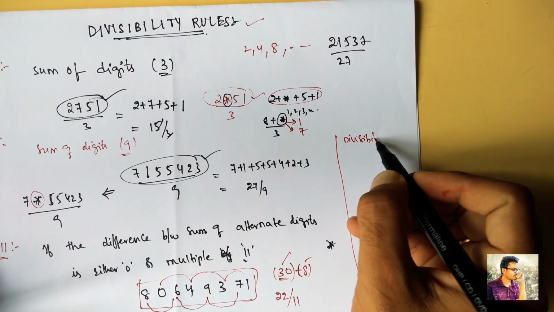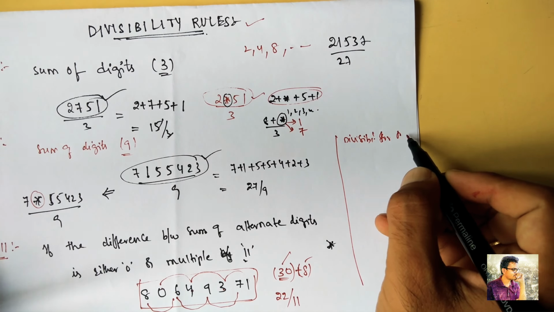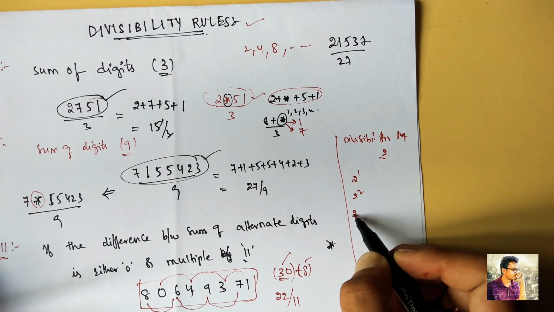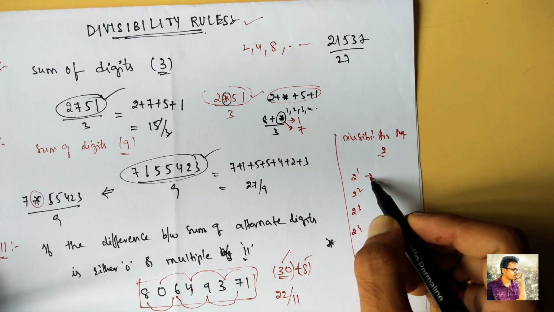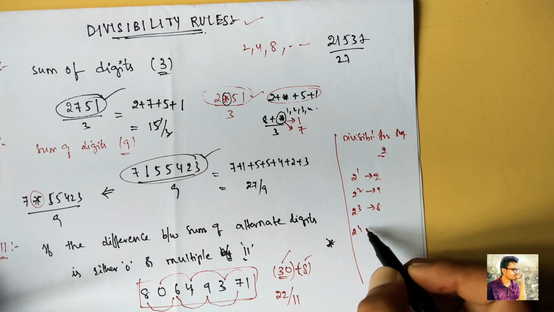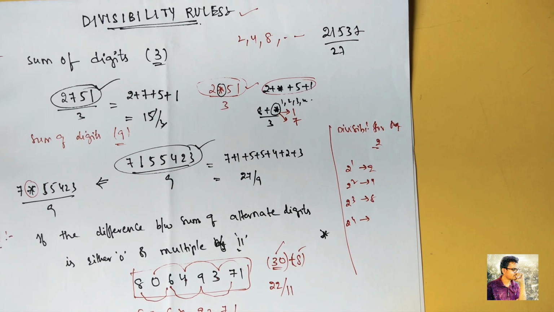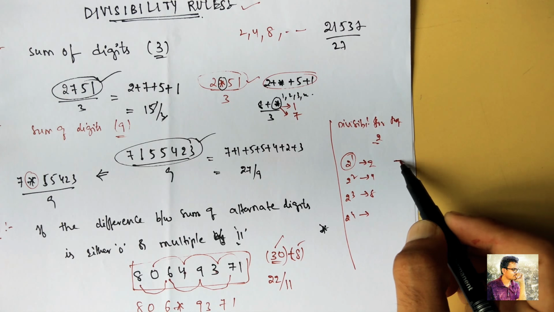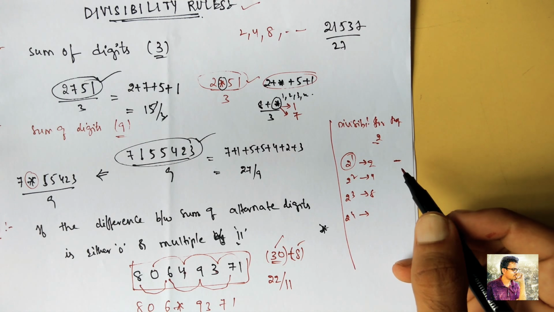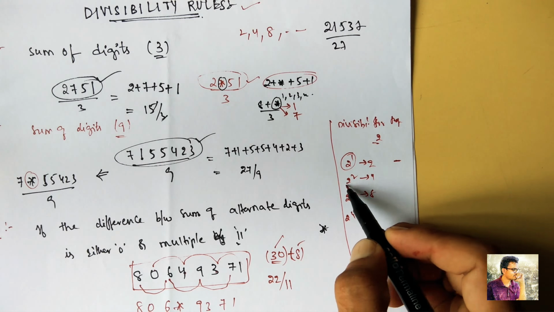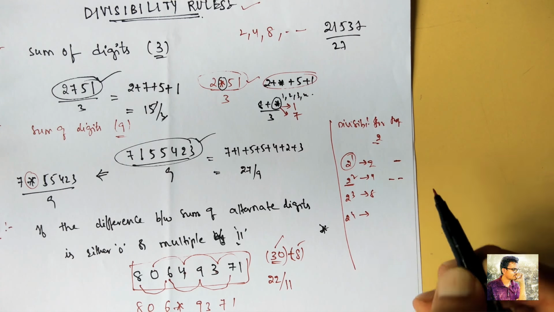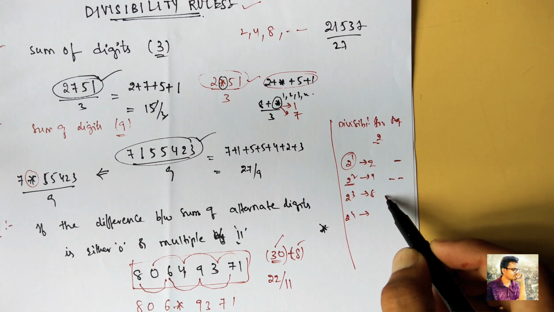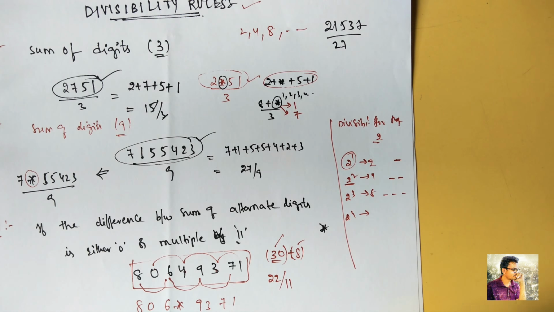Now commonly I will say that divisibility for powers of 2, which means 2 power 1, 2 square, 2 cube, 2 power 4, and so on. That is for 2, 4 and 8. They all follow the same rule. For the first power of 2, you should check whether the last digit is divisible by 2 or not. For 2 square, you should check whether the last 2 digits are divisible by 4 or not, and the last 3 digits for 2 cube, and this process continues.